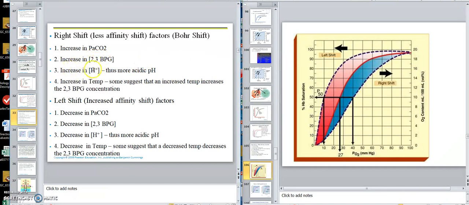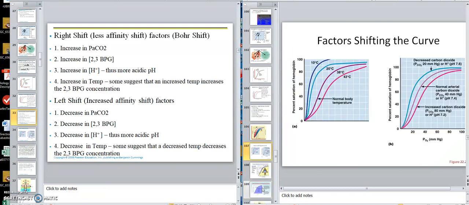An increase in acidity, right shift. An increase in temperature, right shift. What about a left shift? This way. A decrease, the exact opposite. Decrease in this, exact opposite. Decrease in this, decrease in temp. You see what I'm saying? So that's what does it, to do these shifts.